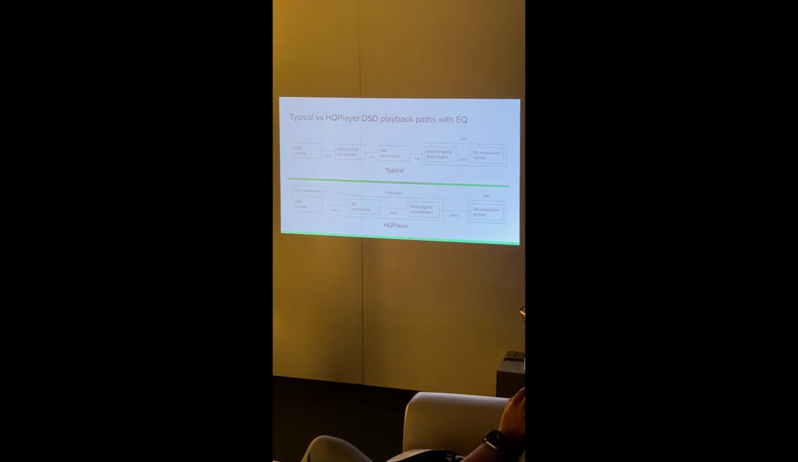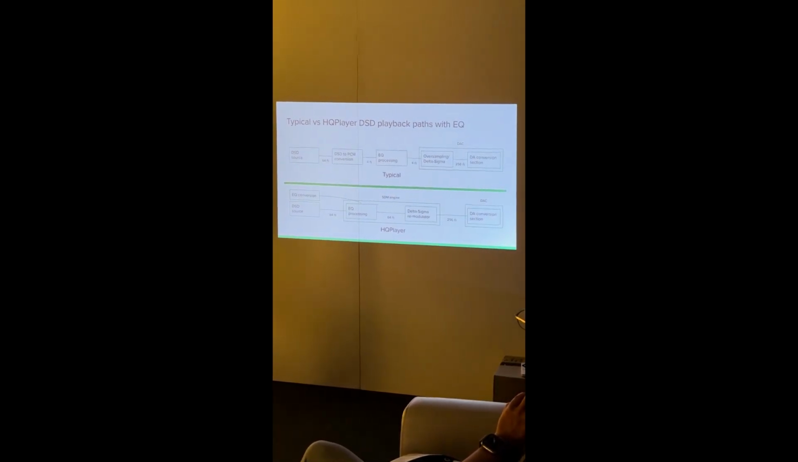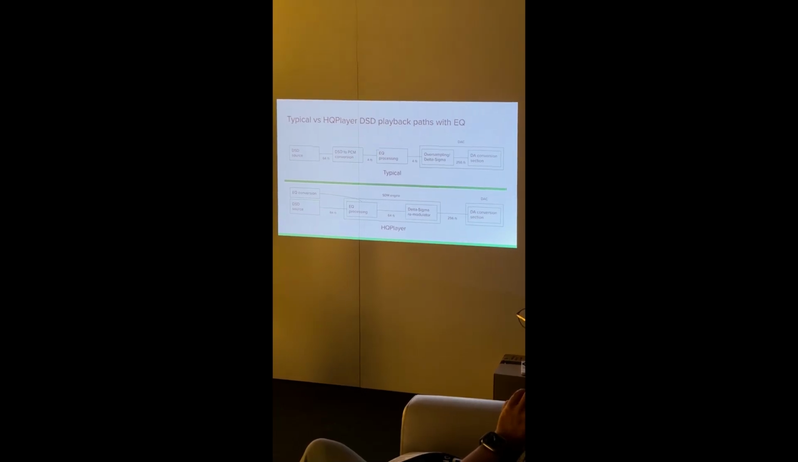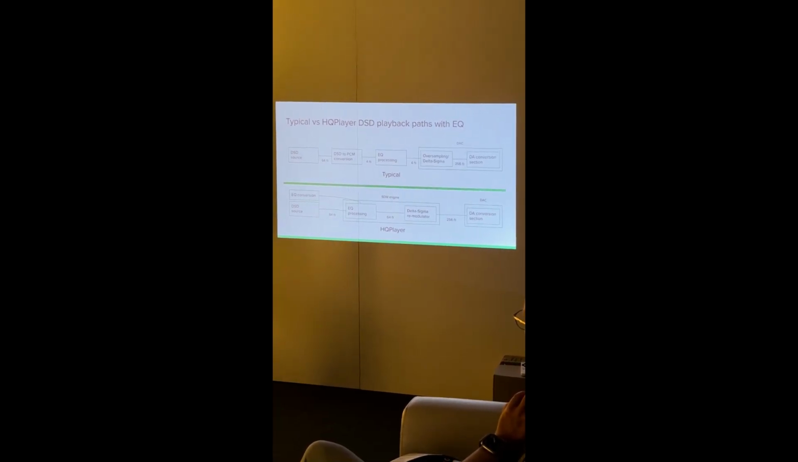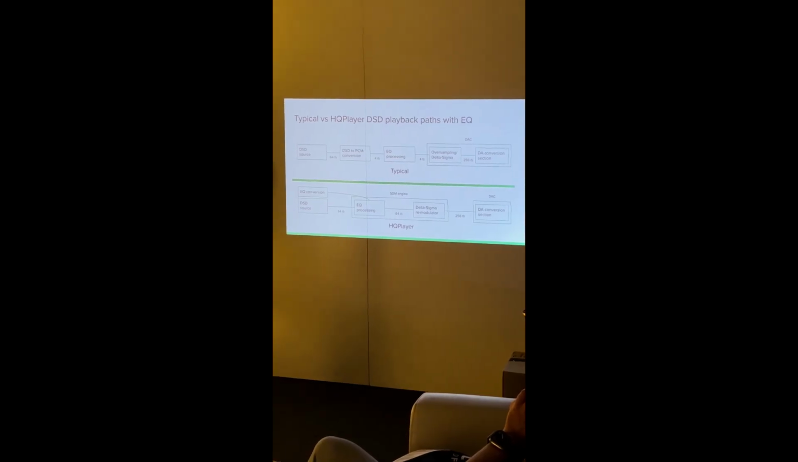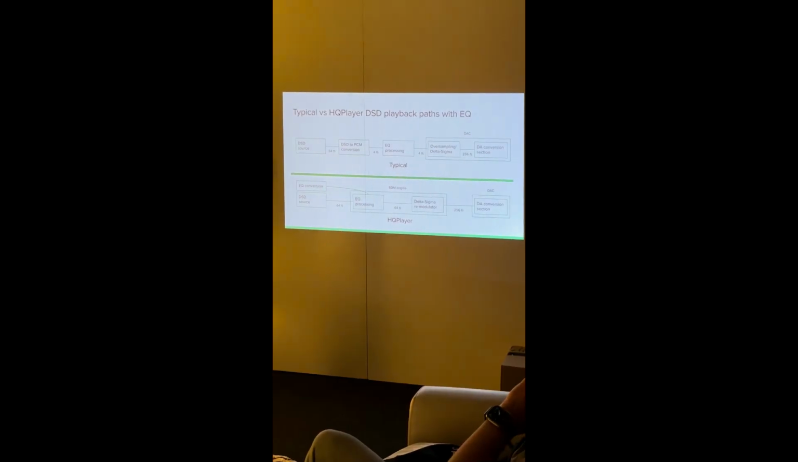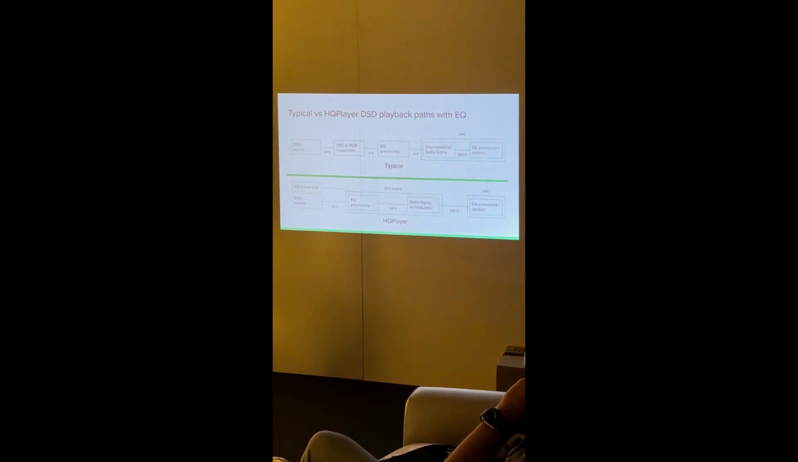And in a typical case, the DSP for doing the room correction is not very powerful, so it's converted down to, for example, 176.4 kilohertz sampling rate. Then it's processed as PCM there, and then it's converted back up. In HQ Player, you can process it at the original source rate.